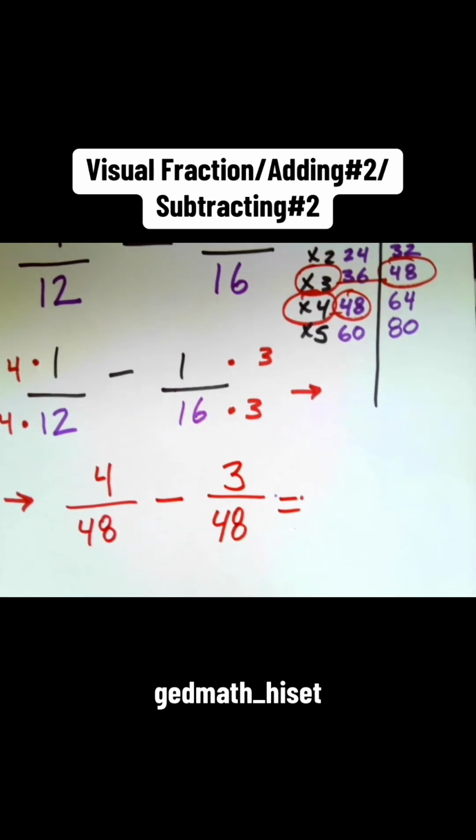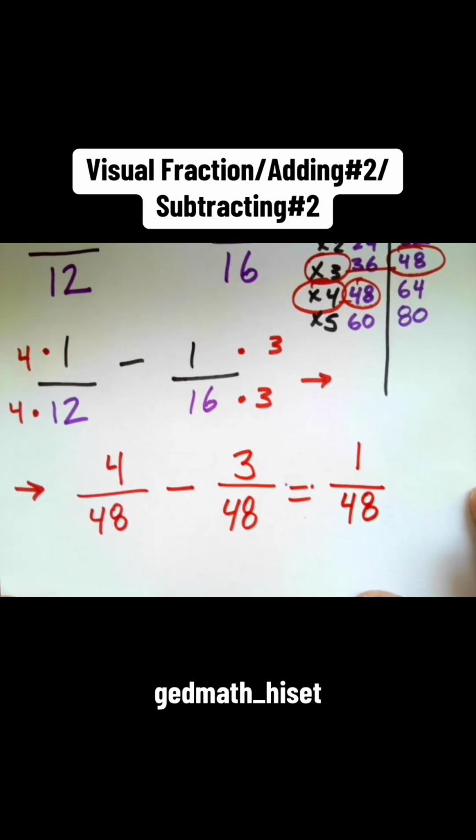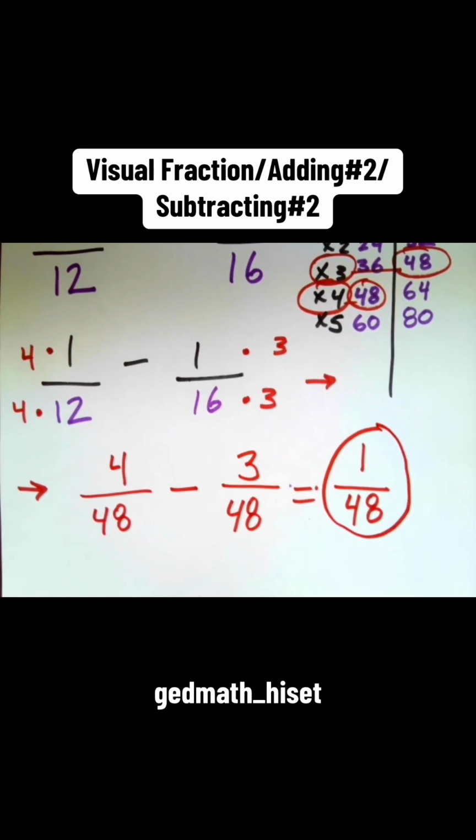Now we have the same common denominator. We can now subtract the values on top. 4 minus 3 equals 1. 48 over 48, the denominator stays 48. Is there a number I can divide into the top and bottom evenly without a remainder, other than 1? No, there is not. So this is my final answer. 1/48 is the answer to this particular problem.